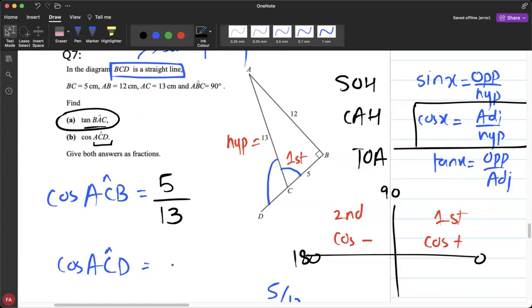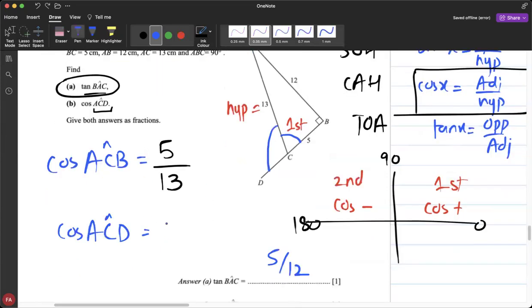And we know that the values are exactly the same in the first and second quadrant. It's just in the second quadrant, we have a negative sign right next to it. That's it. That means if the first acute angle is 5/13, then obtuse will be minus 5/13.